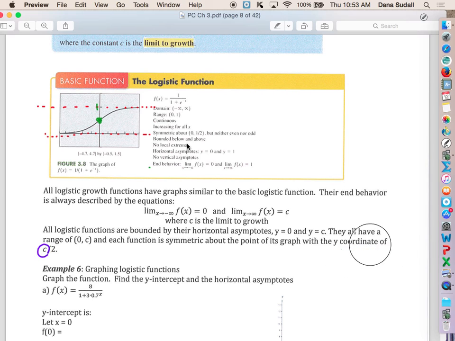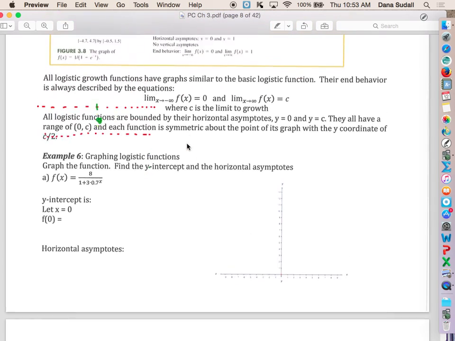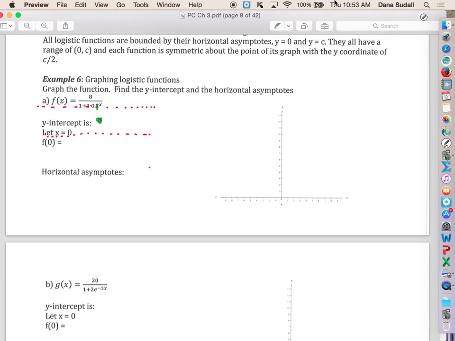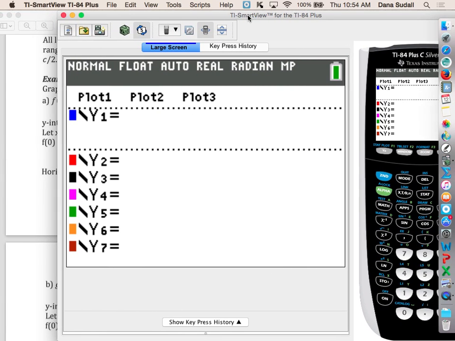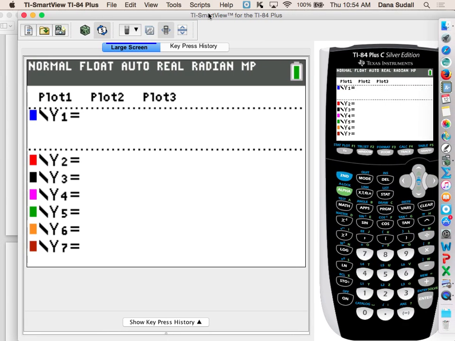So let's try and graph some of these with the calculator here. In this example 6, we're going to look at a logistic function. To put this in your calculator, you have to be careful. We need some parentheses with this. So if I flip this backwards here.